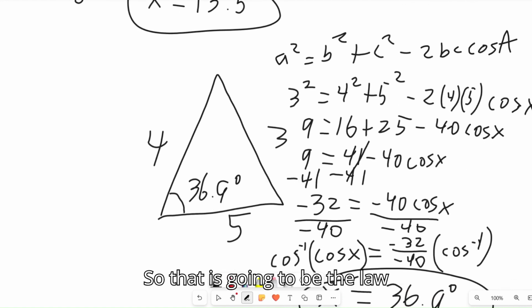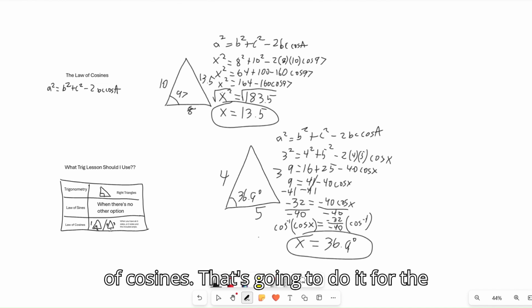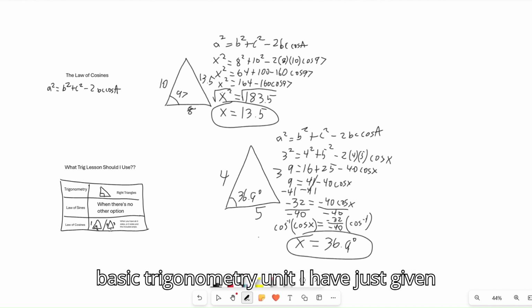So that is going to be the law of cosines. That's going to do it for the basic trigonometry unit I have just given you.